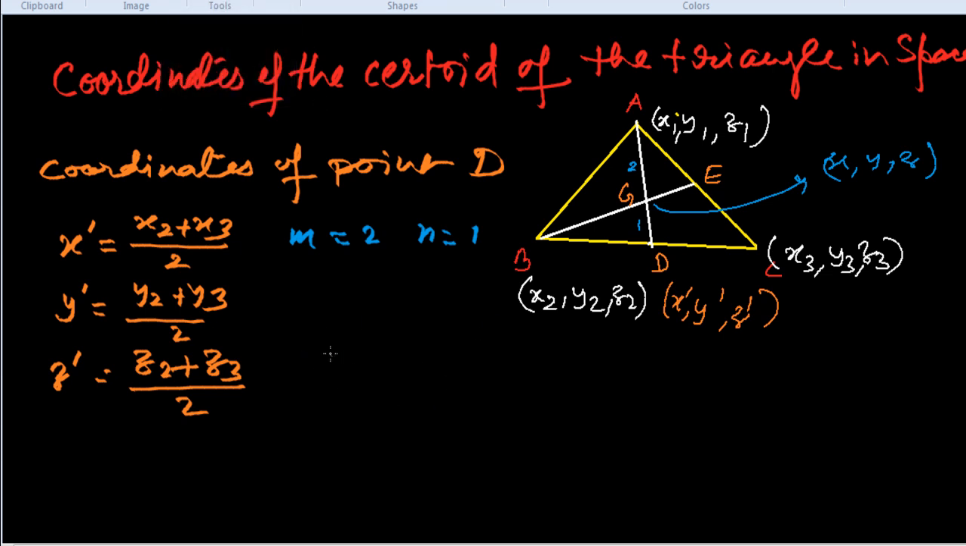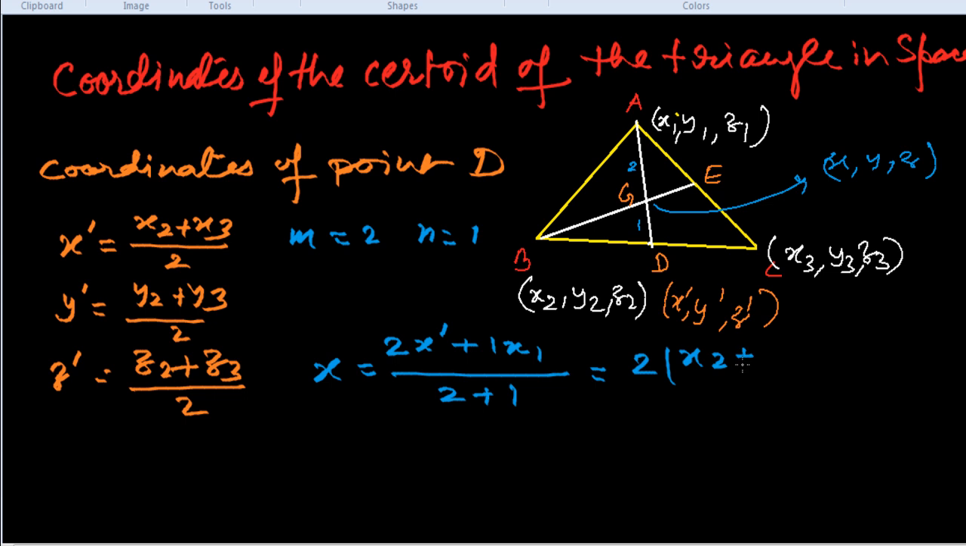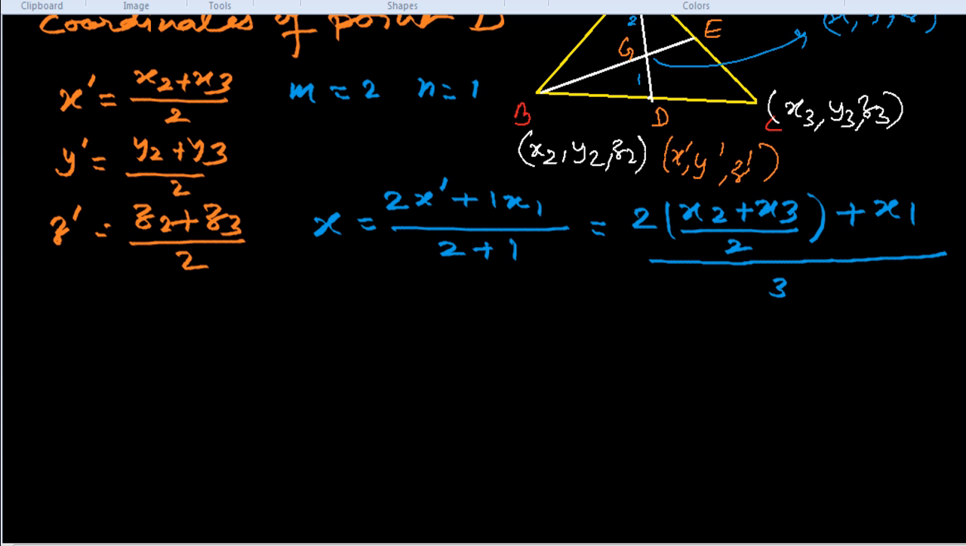We get x is equal to m is 2, into x dash, plus 1 into x1, upon 2 plus 1. So we get here 2 x dash. We know that x dash is x2 plus x3 over 2, plus x1 into 1, x1, over 3. So we could find here the 2 will eliminate each other.